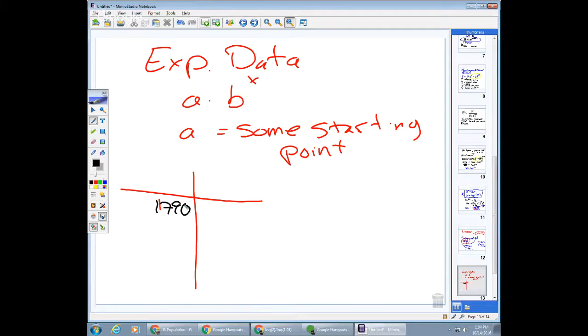(1790) and then went to 1800. The census happens every 10 years, so that's why there are 10-year intervals. So the next one would have been 1810.